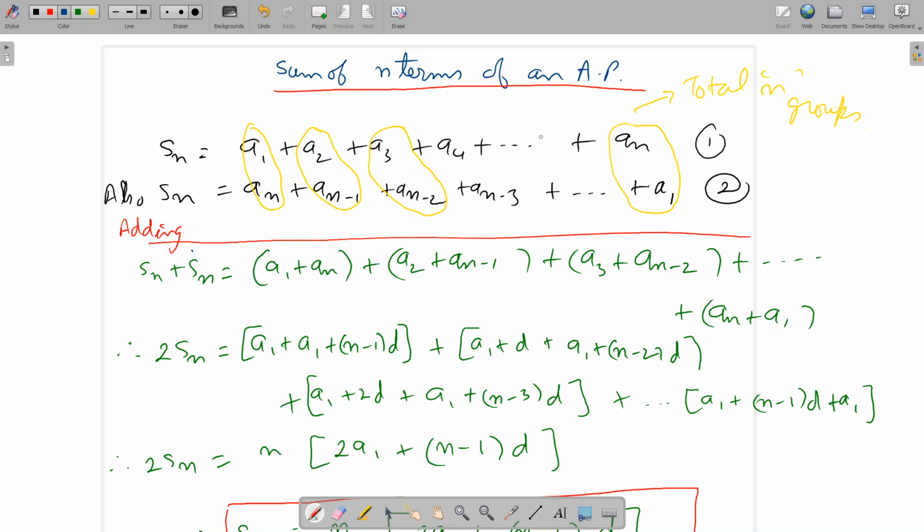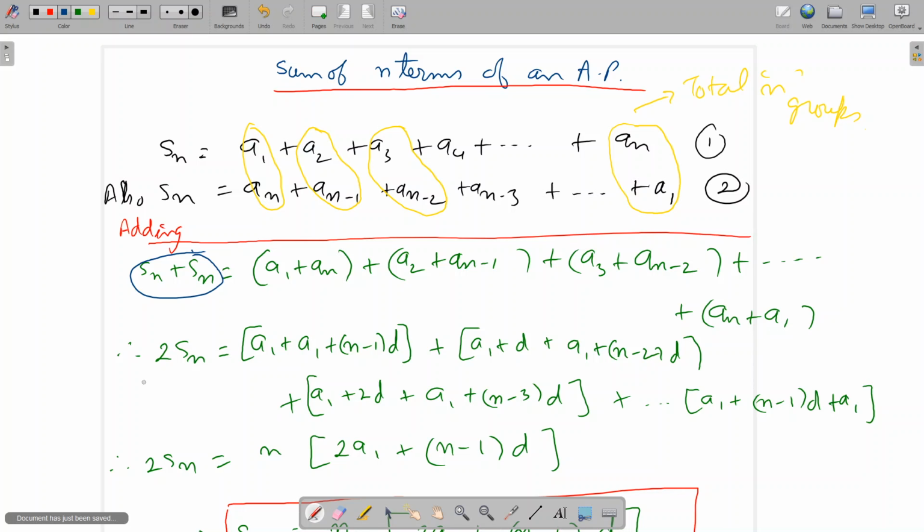Now we'll add both the Sn, that is, we add the first term and the last term, then the second term and the second last term, third term and third last term, and so on. Then adding the same, we will get the sum of the last term and the first term. So we'll make groups of that, and because there are n terms, there will be n groups of these pairs. So adding 1 and 2, what we'll get here is Sn plus Sn, that is 2Sn equal to a1 plus an, a2 plus an minus 1, and so on till an plus a1.